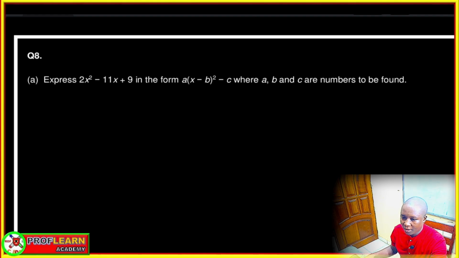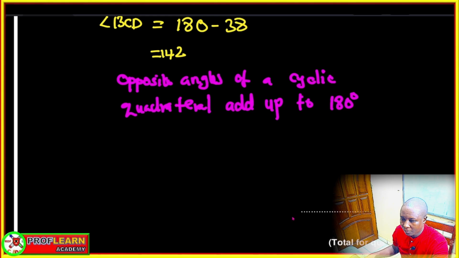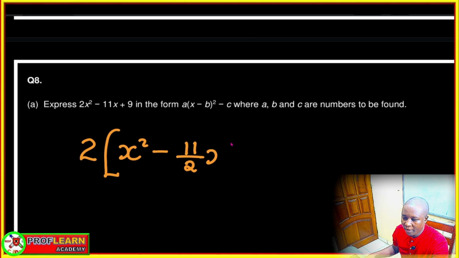Now, in question number 8, you may be told to work out or express a quadratic expression in the form like this. Basically, this is completing the square. Completing the square is an area that you might be expected to answer a question from. In the event you're given a question like that, what you need to do is factorize the first two terms. So we factor out 2 from the first two terms.